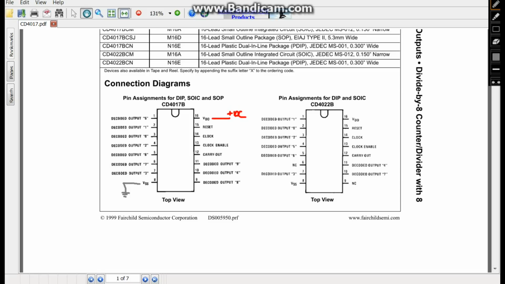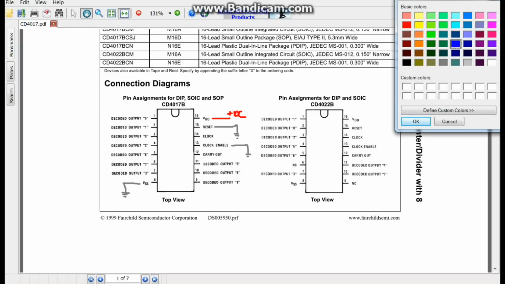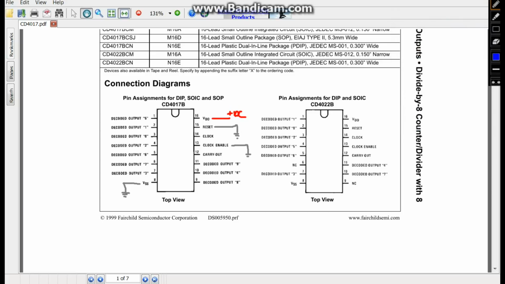Now, we also need to ground reset to make this work, and clock enable. If you don't do that, the chip will not work, neither will the entire chip. Then we have our clock output here, which we just send over to wherever we're talking about it.